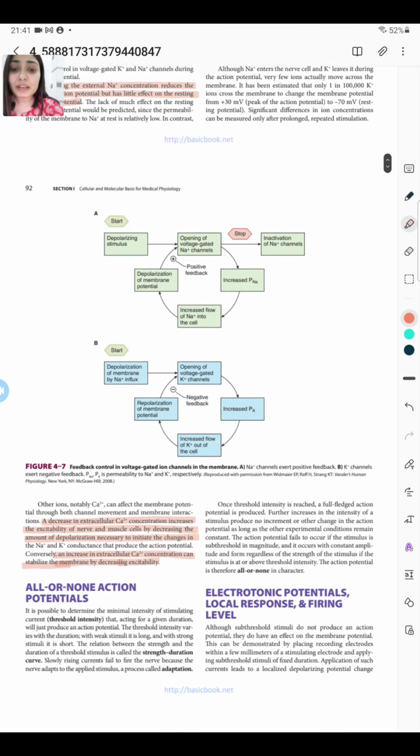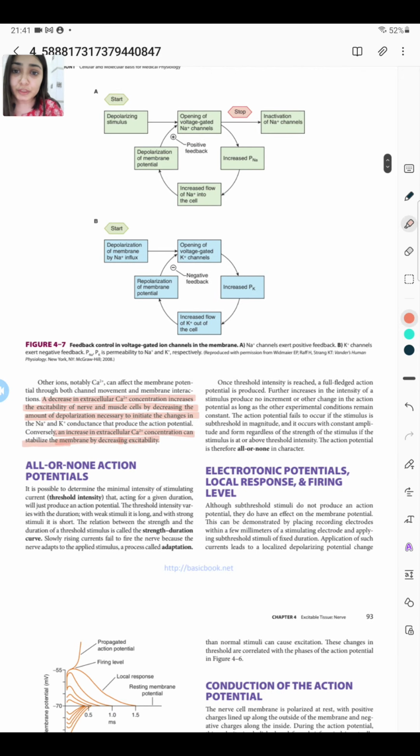Whenever there is a depolarizing stimulus, it will change the potential difference across the membrane, and this change in voltage opens the sodium channel. Opening of the sodium channel causes more influx of sodium into the cell. More influx of sodium would again depolarize the membrane, increasing the potential difference. That will cause further opening of the sodium channels. Opening of sodium channels causes more potential difference, which causes more opening. So this is a positive feedback loop.